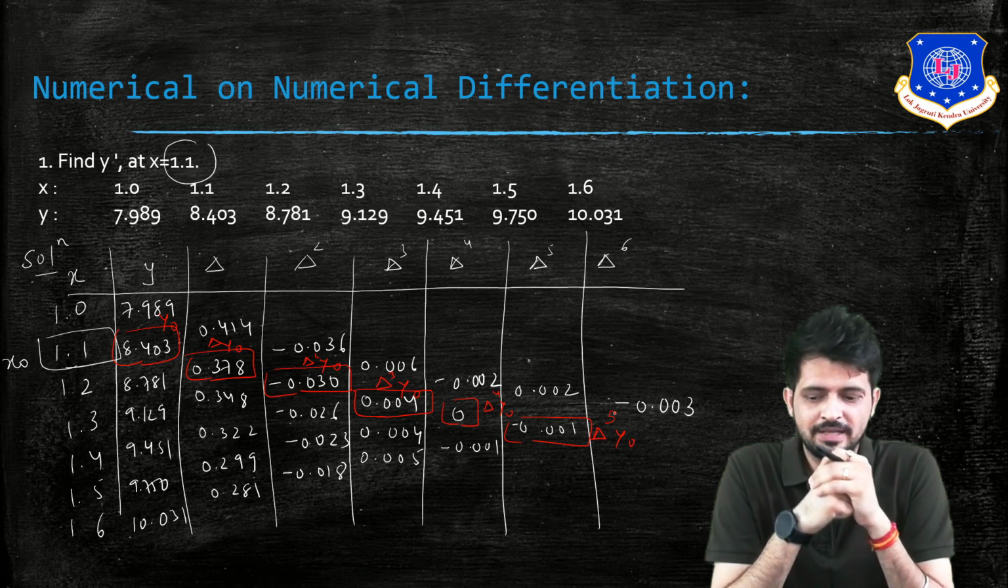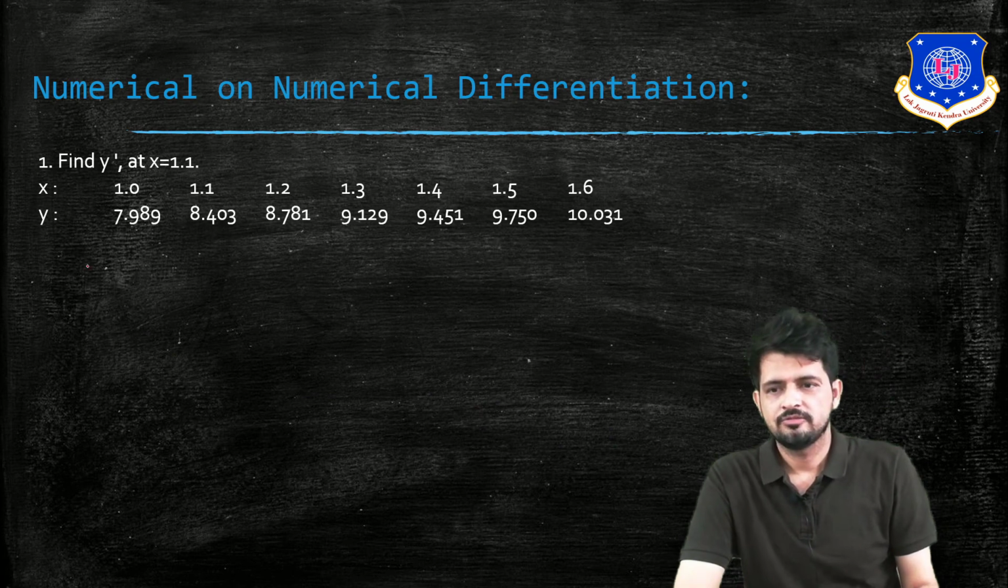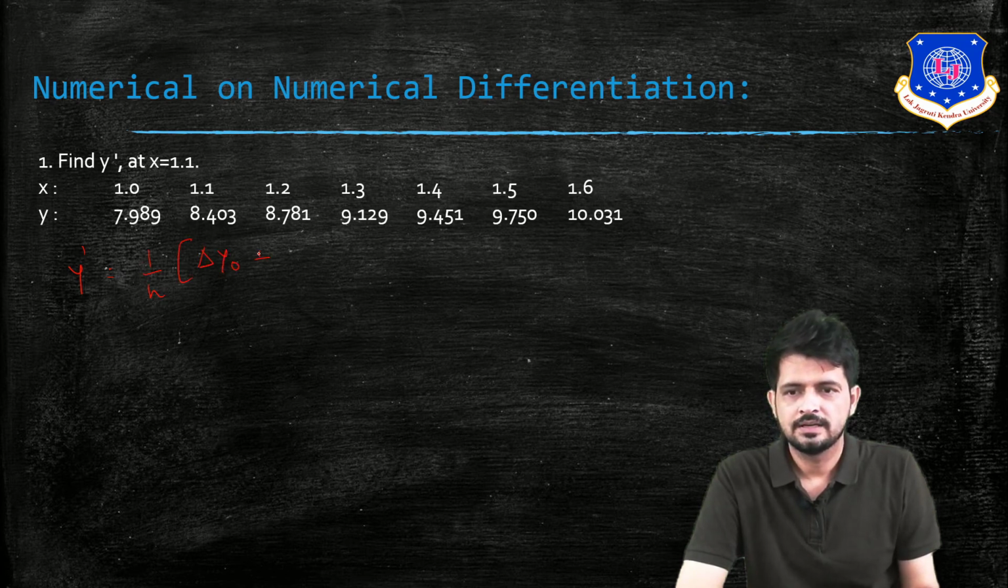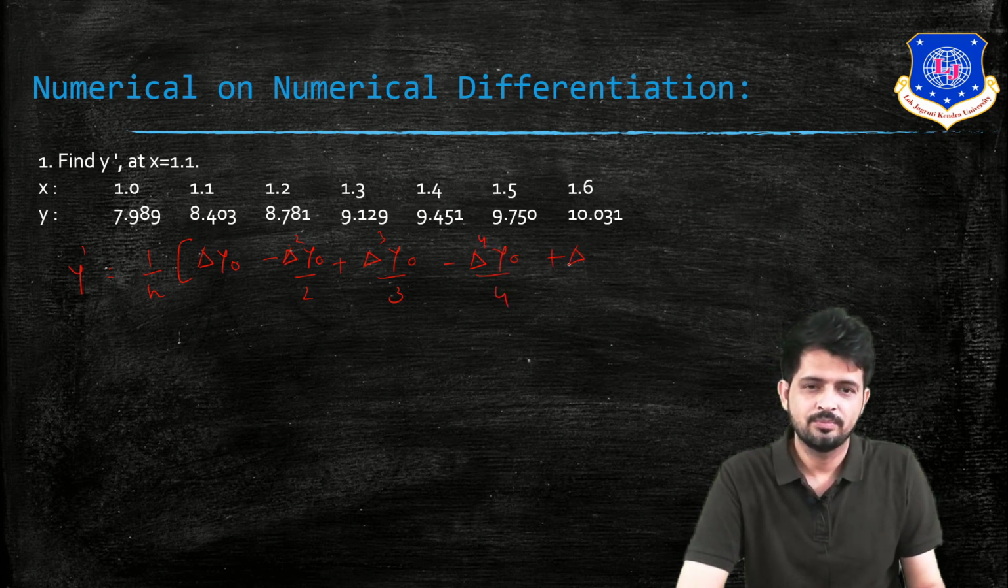So let us place all of that values. First of all, let me write the formula for y dash. See, it can be written as 1 upon h del y0, then minus del square y0 by 2 plus del cube y0 by 3 minus del raised to 4 y0 by 4 plus del raised to 5 y0 by 5.